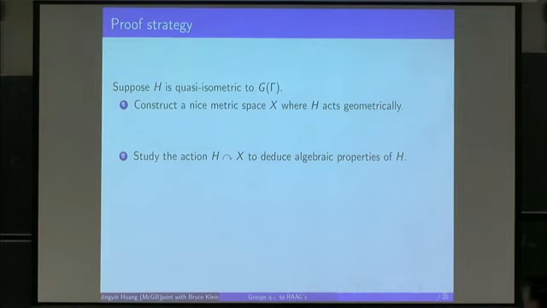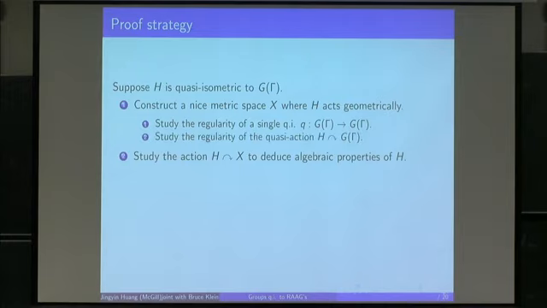Okay, so now we look at step one. It further boils down to two smaller steps. We first study the regularity of a single quasi-symmetry from G of gamma to itself. Then we study the regularity of the quasi-action of H on G of gamma. And once we understand the geometry of this quasi-action, we are able to construct this metric space. Okay, so this is the basic strategy.